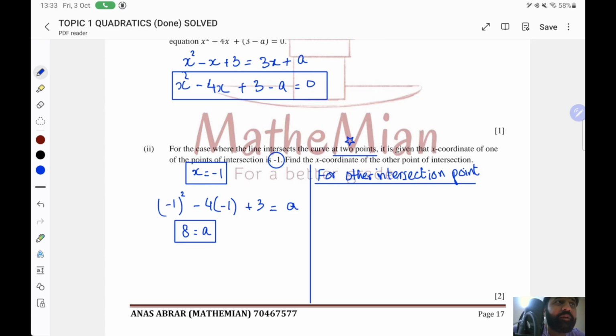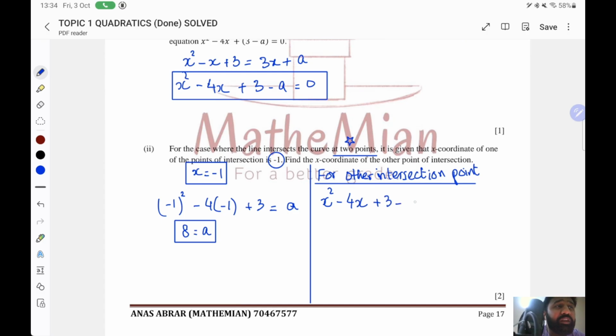Okay, the value of one of the x coordinates of the intersection point was given to us. By using that x coordinate value, we substituted into the equation and found the value of a, because a is a constant throughout the question. So if I substitute the value of a in the above equation, it will be x squared minus 4x plus 3 minus 8 equal to 0. I have substituted the value of 8 in the equation.